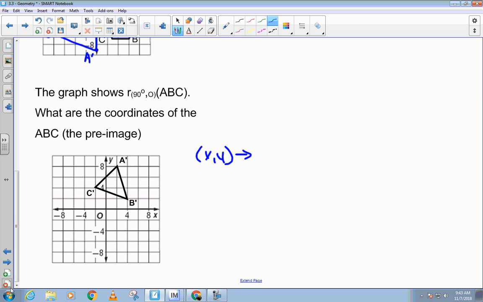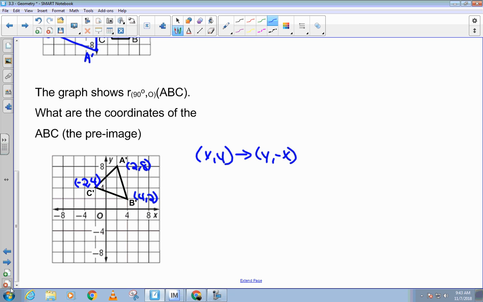You change the Y, so it's Y, negative X, right? Okay, so let's say what these points are. A prime is located at 2, 8. B prime is located at 4, 2. And C prime is located at -2, 4.